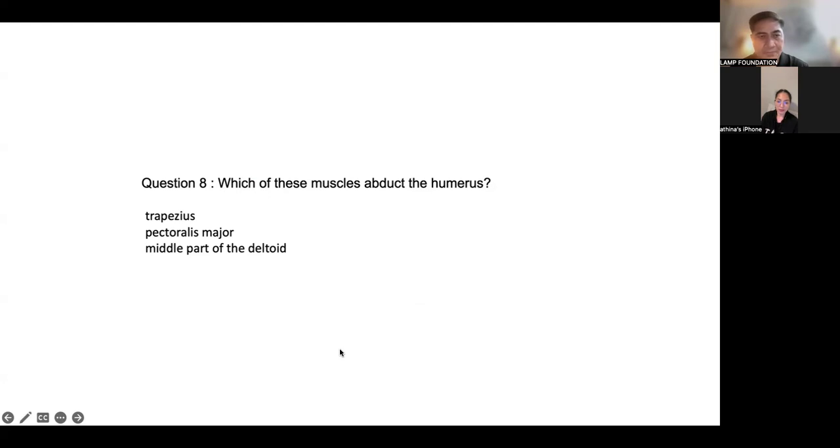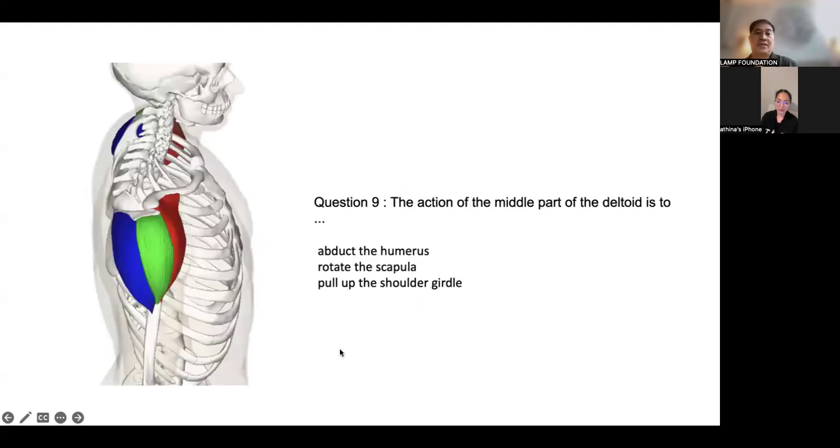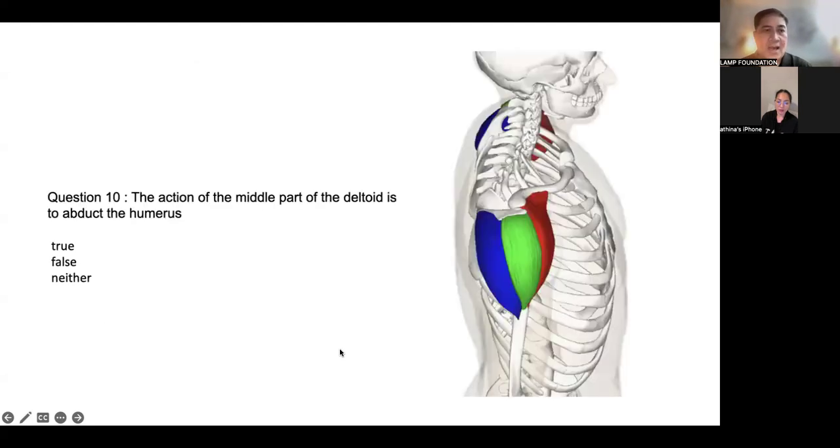Which of these muscles abduct the humerus? It's the middle part of the deltoid. Action of the middle part of the deltoid is to abduct the humerus. Action of the middle part of the deltoid is to abduct the humerus. True or false? It's true.